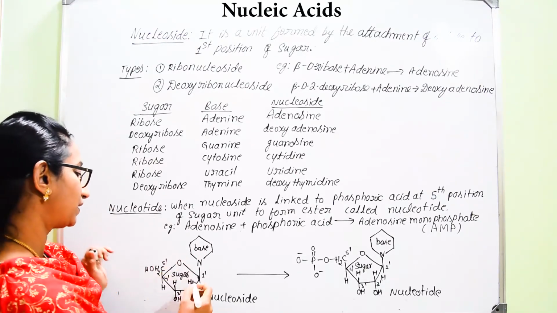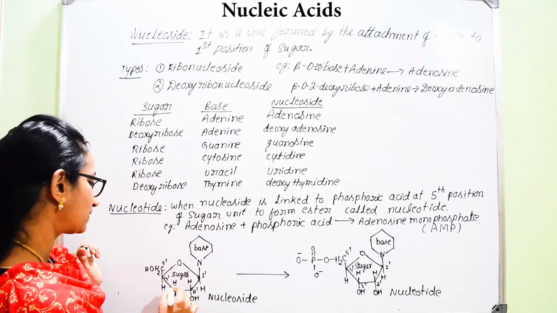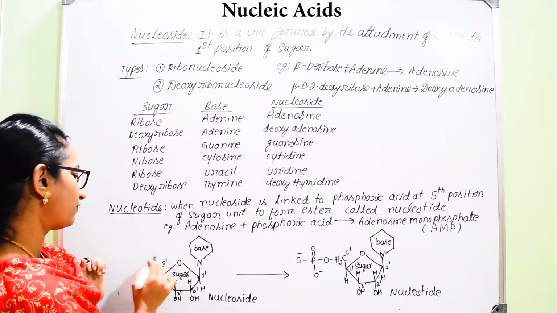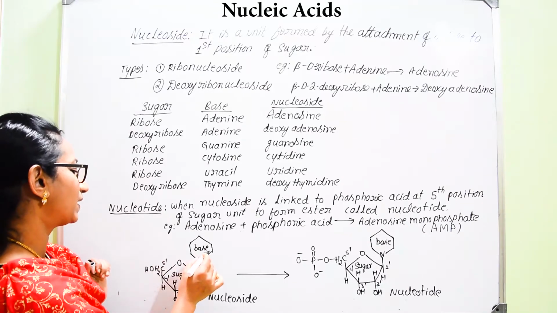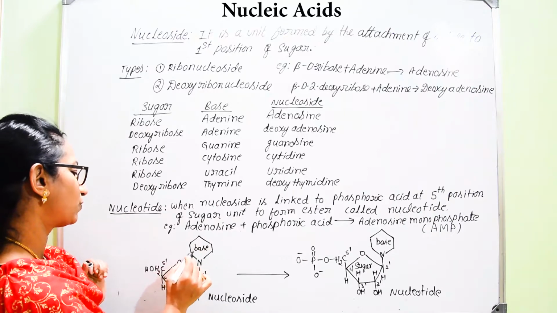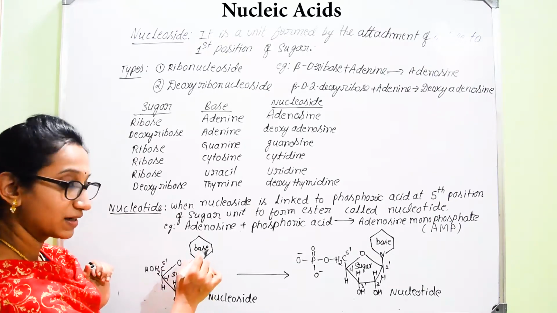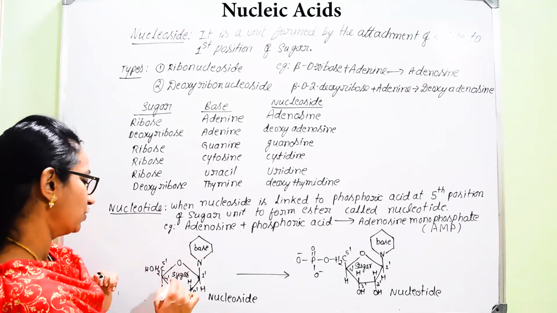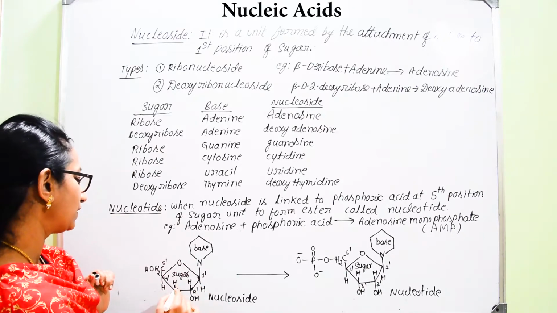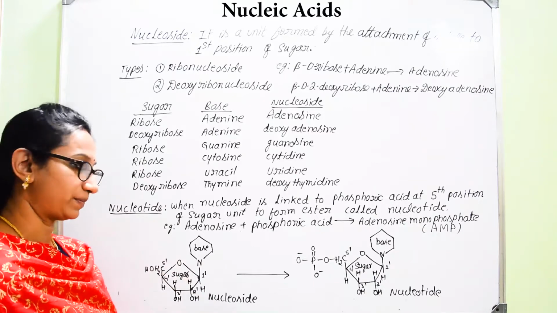Here I have mentioned the positions of the carbon atoms present in sugar as 1 prime, 2 prime, 3 prime, 4 prime and 5 prime, whereas the carbon atoms present in the base are considered as C1, C2, C3, C4, C5. In order to distinguish the carbon atoms between base and sugar moiety, I have labelled the sugar carbons as 1 prime, 2 prime, 3 prime, 4 prime and 5 prime.